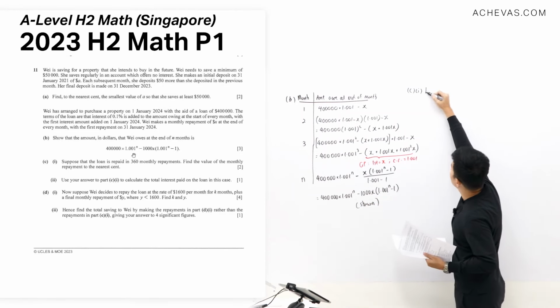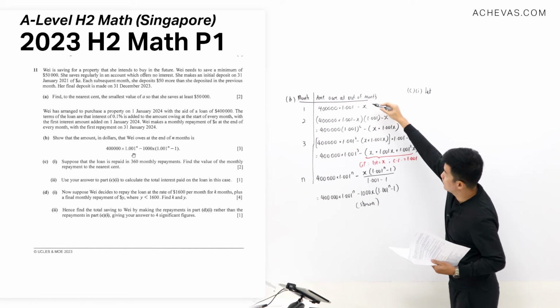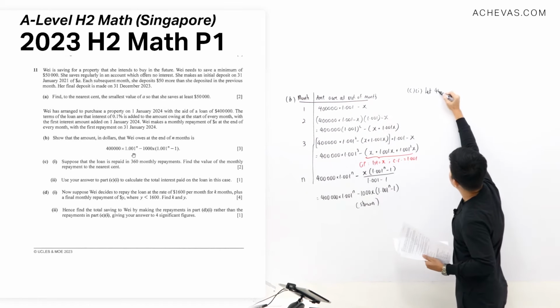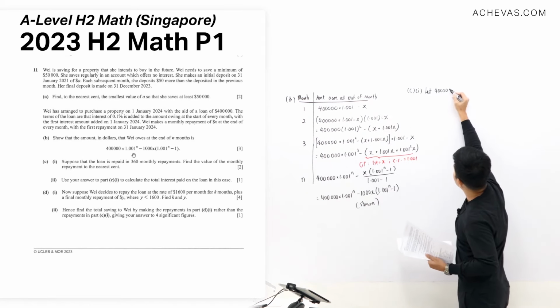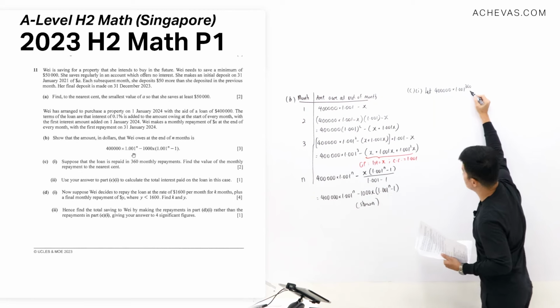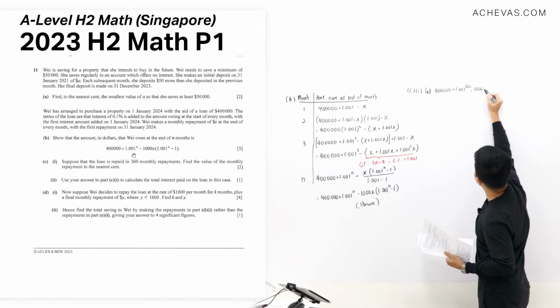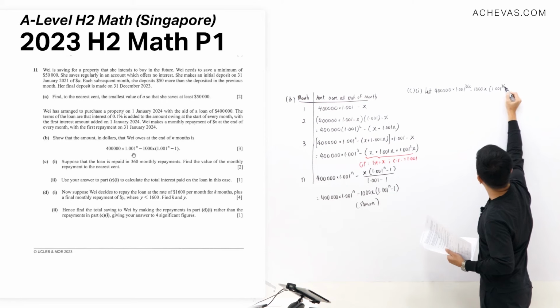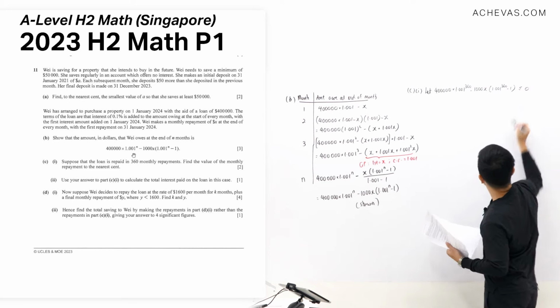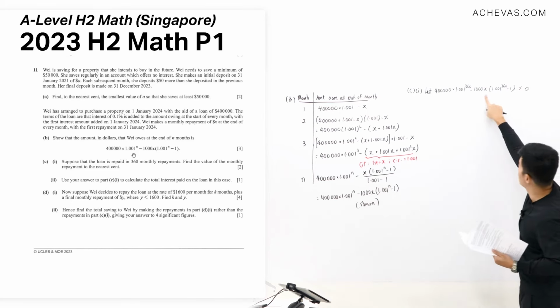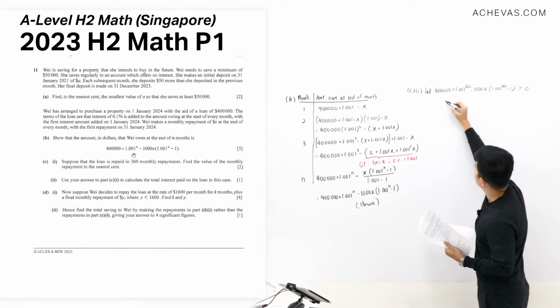I'm going to let it be less than or equal to 0 for the loan to be fully paid for. So we are going to let the amount that is owed by the end of the month, and we are talking about the end of the 360th month, so 400,000 times 1.001 to the power of 360 minus 1000 times x, then 1.001 to the power of 360 minus 1. I'll let this be less than or equal to 0. A simple inequality with x as the only variable.